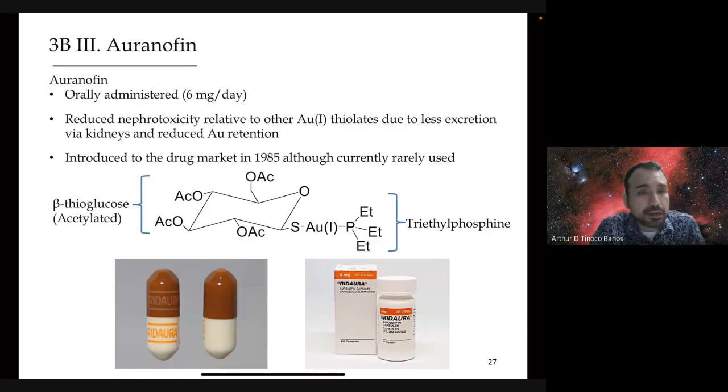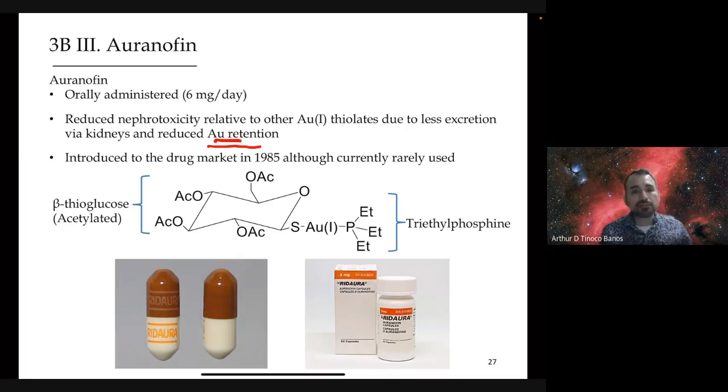One of the lead compounds was aranafin. So it was developed as an orally deliverable drug. And essentially, it reduced the nephrotoxicity, so this kidney-related toxicity, relative to other gold thiolate compounds. And that is because of lesser excretion via kidneys, also reduced gold retention. Remember, I briefly discussed that issue of the toxicity due to gold being retained within the kidneys. So this was a drug that was released in 1985, although it was actually not particularly used for the application in the treatment of rheumatoid arthritis.